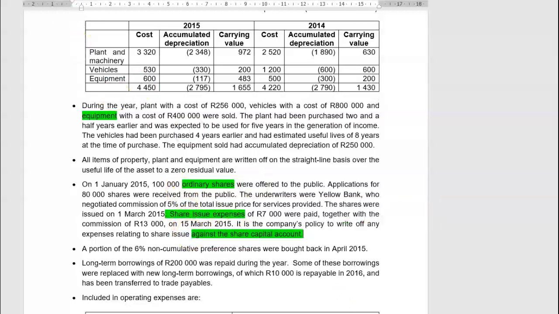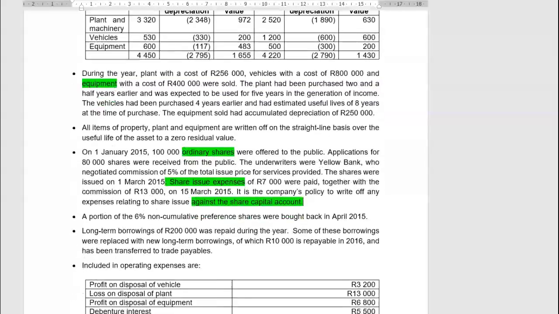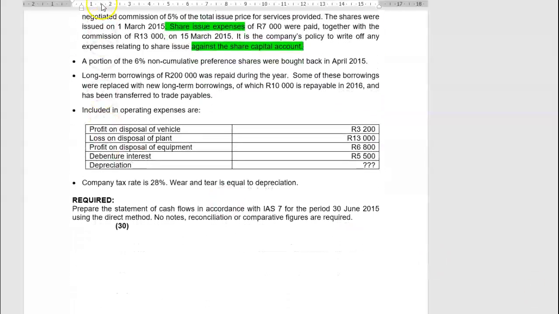Remember, you are not allowed to net any gross proceeds with the share issue cost. So you have to show the gross proceeds from the issue of the shares, and you have to show the share issue cost separately as an outflow of cash. Then they only tell you a portion of the 6% non-cumulative preference shares were bought back on 1 April. Then it's all about long-term borrowings. Long-term borrowings of 200,000 was repaid during the year.